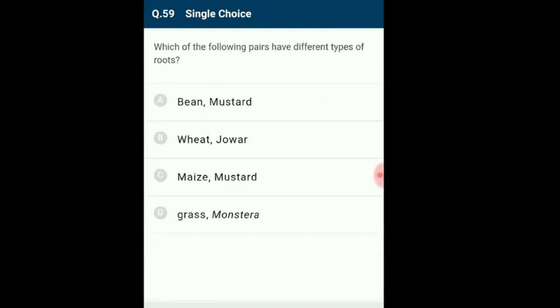Question number 59. Which of the following plants have different types of roots? Maize is a monocot with fibrous roots and mustard is a dicot with taproot. Bean and mustard both are dicots with taproot. Wheat and jowar both are monocots with fibrous roots. In grass and monstera adventitious roots are present. So the answer for this question is option C, maize and mustard.